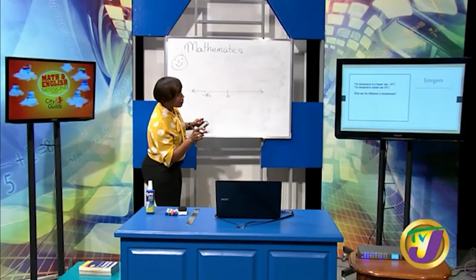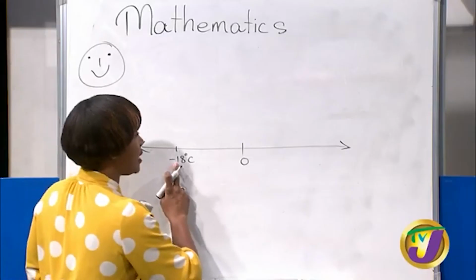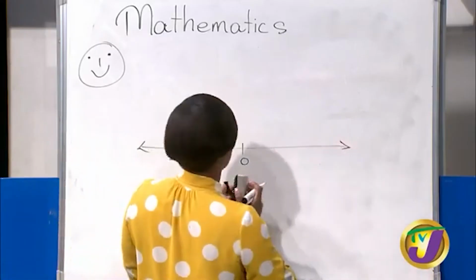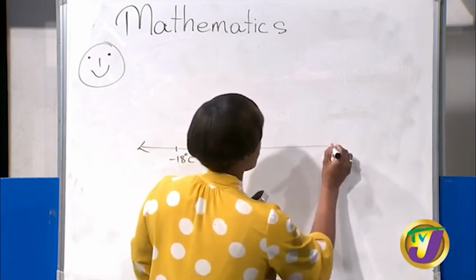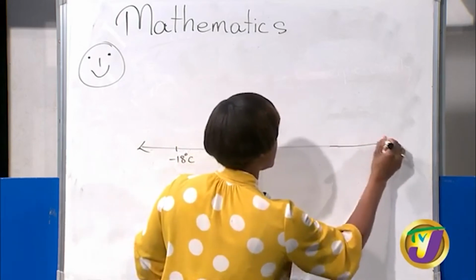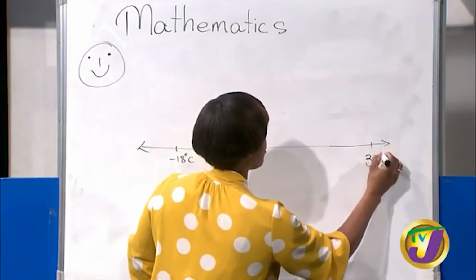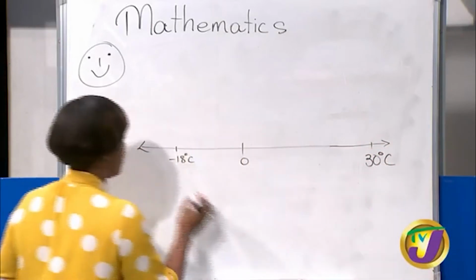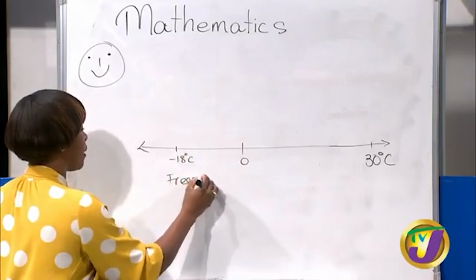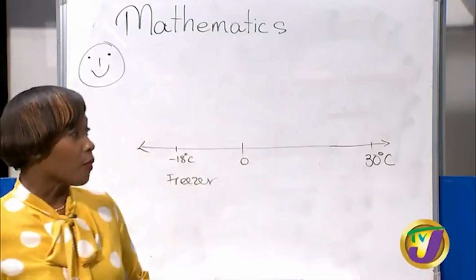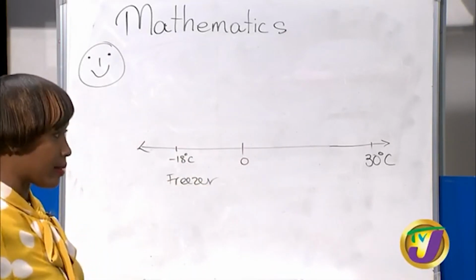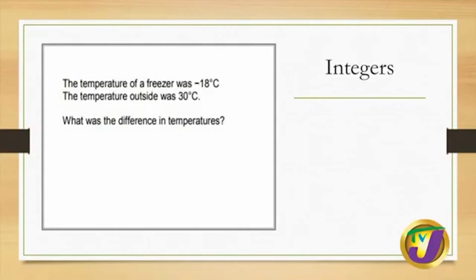Temperature of the freezer is negative 18, and the temperature outside, now let's do a fair enough proportion. 30 is a little bit less than twice, so 30 degrees Celsius is outside. So this is the freezer, and that's outside. So what does it say now? What is the difference in temperatures? So they're trying to figure out what this is. We're trying to find this right here.